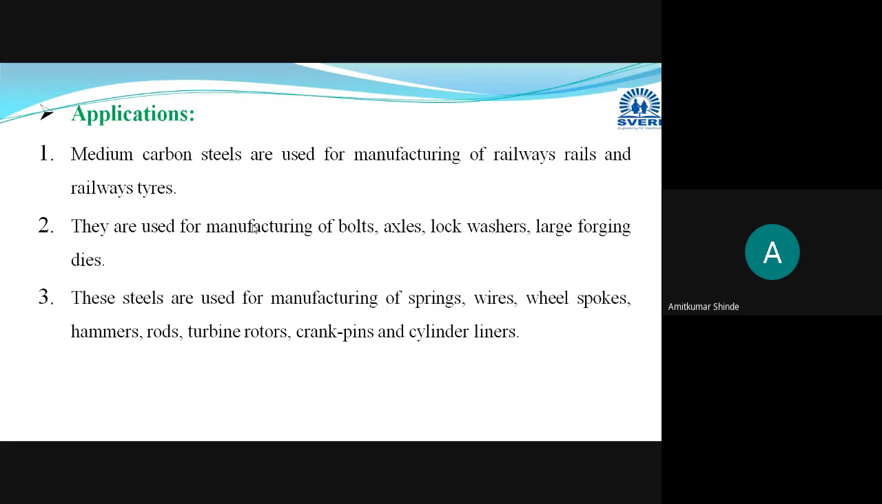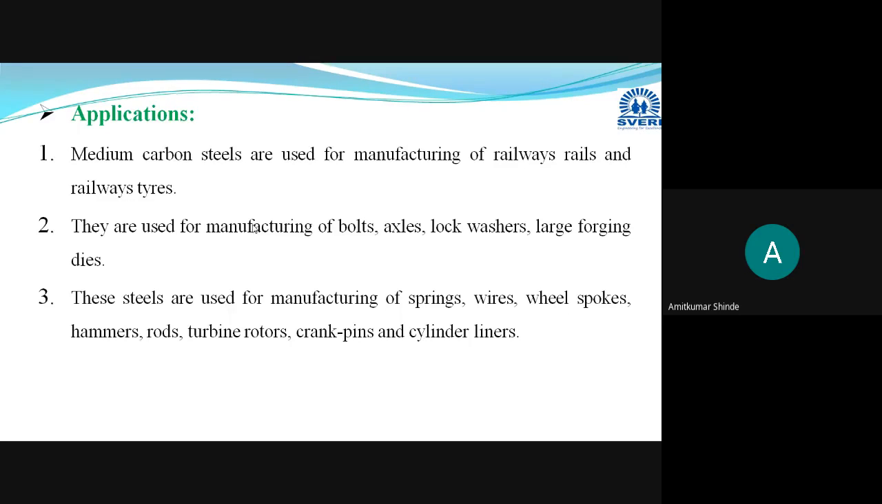And whichever spokes are there inside that tube, those spokes are made up of the medium carbon steels. Consider just that one application, the bicycle. In that bicycle, the tube is made up from low carbon steel, and whichever spokes are present inside that tube are made up from the medium carbon steel.